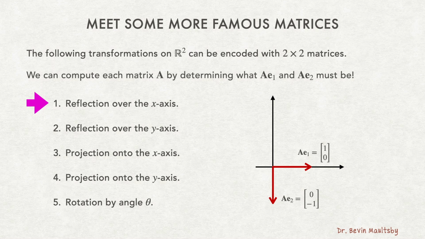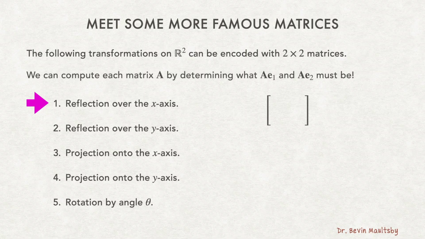After doing that, I can see what happened to E1 and E2 under this flipping action. In particular, AE1 is just going to be E1 because E1 didn't move. However, AE2 is going to be 0, -1 because it flipped. And that's enough. With just those two pieces of information, I can tell you what the entire matrix, which represents reflection over the x-axis, should be.